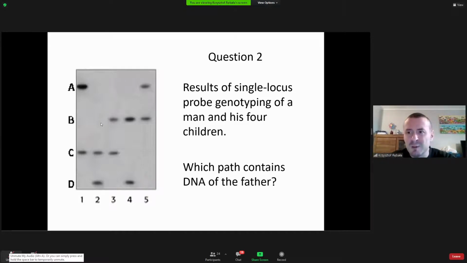So the only person who can be the father of the rest is person number 3, because every person has either this band or this band. For example, person number 1 could be the father of all the people except for person number 4, because they have nothing in common. Okay, great. So let's continue.